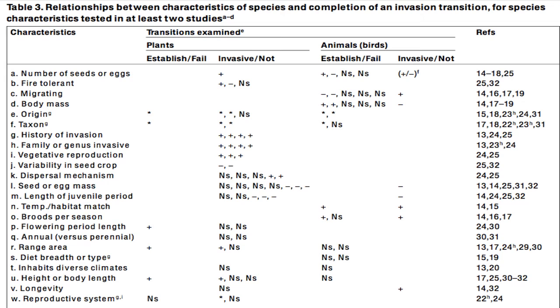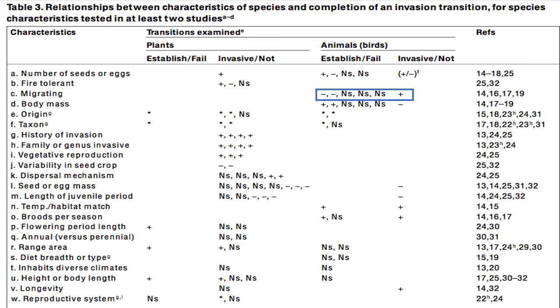The year of introduction did not seem to affect invasibility. This is again from Collar and Lodge and shows the relationship between characteristics of species and completion of invasion transition, that is, from establishing to becoming invasive. If you look at the data for birds, you will see that findings showed opposite associations between transitions, at least in some. Birds were more likely to become established if they were non-migratory, but they were more likely to become invasive if they were migratory.